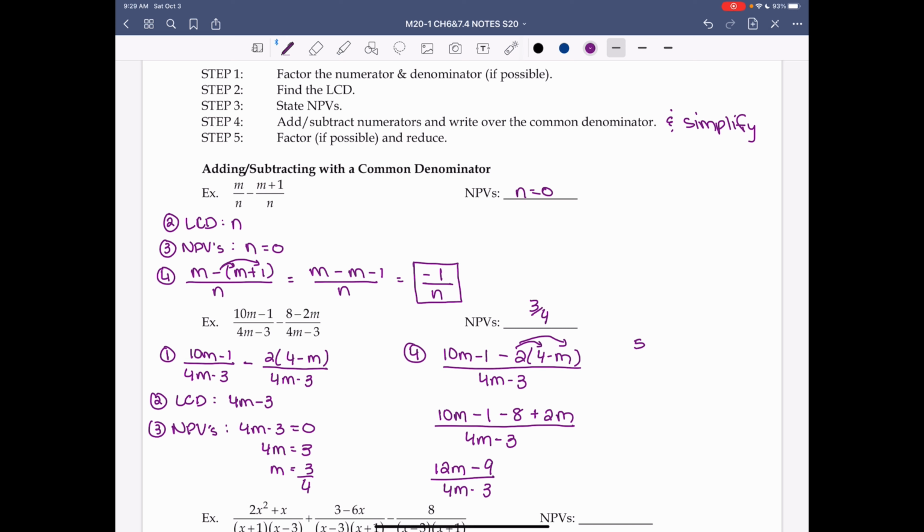Step 5, factor if possible and reduce. 12m minus 9, we can factor out 3. 3 times 4m minus 3 over 4m minus 3. And then we can divide out our common factor of 4m minus 3, and we get the answer of 3.